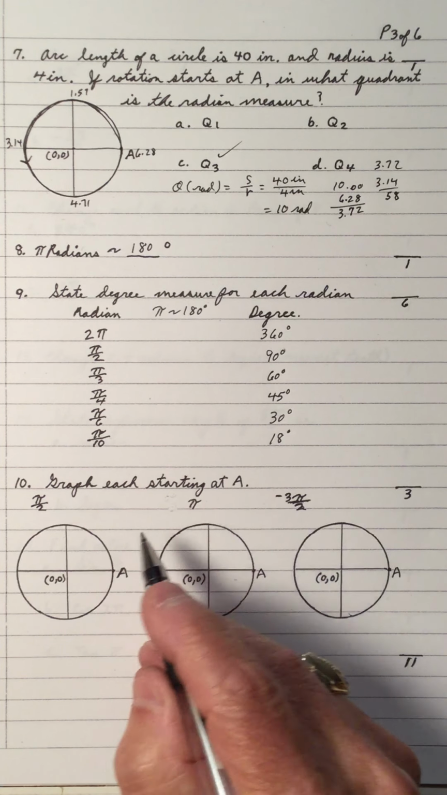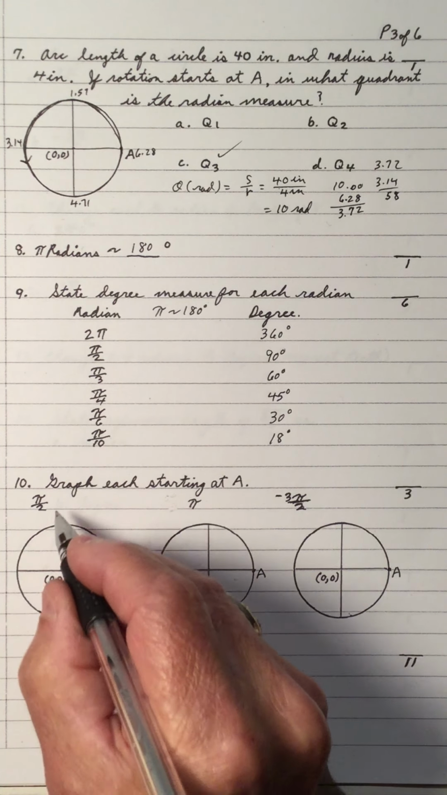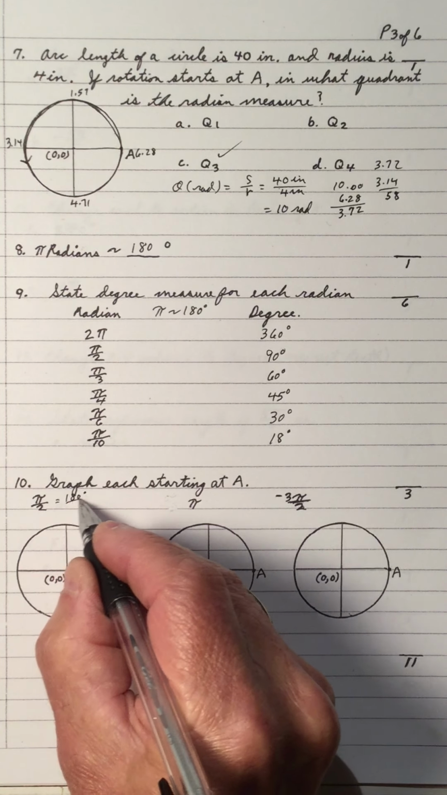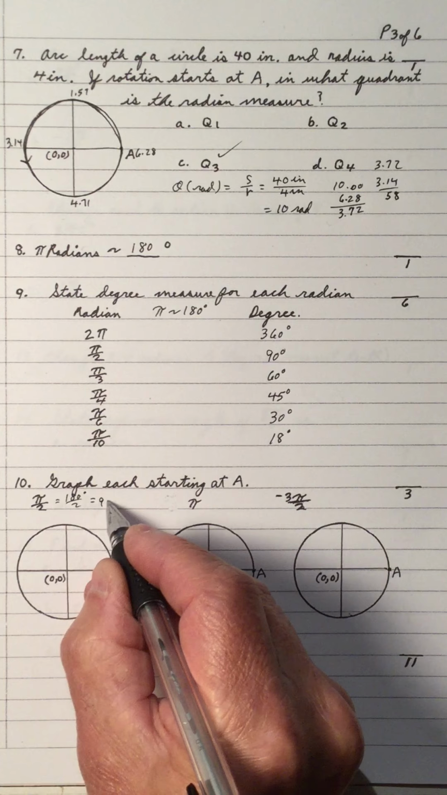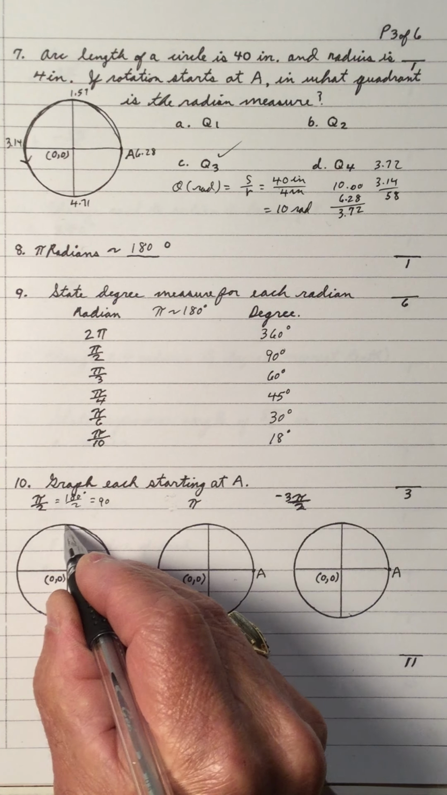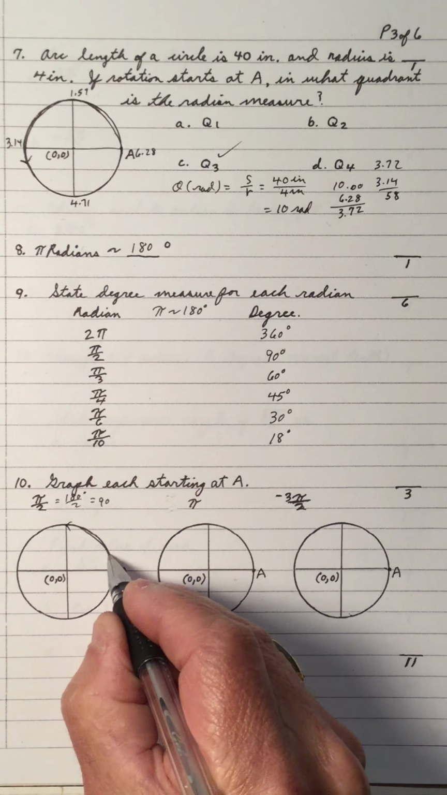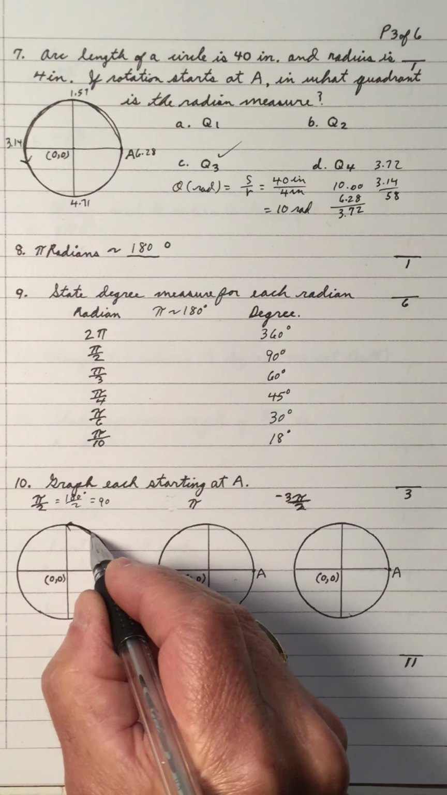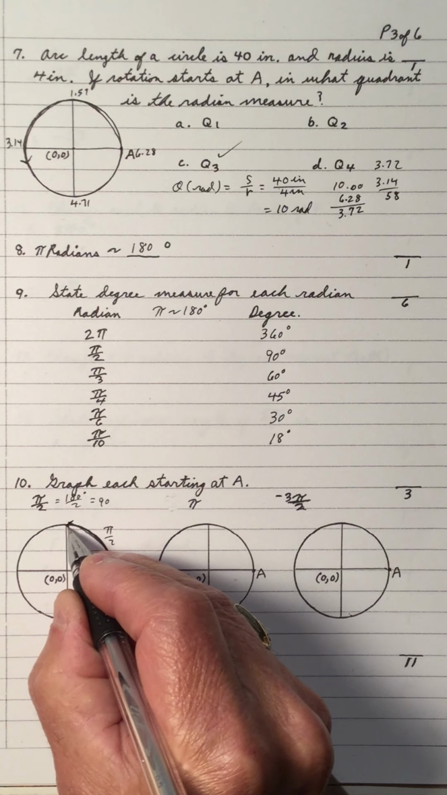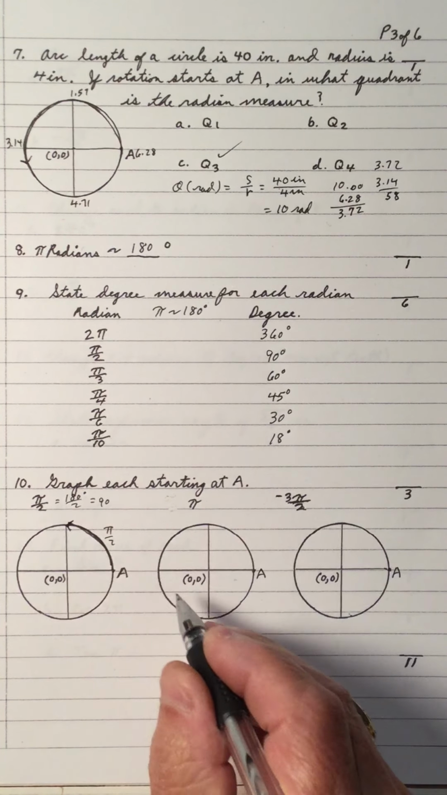Graph each starting at A. Pi over 2. So pi over 2 is 180 divided by 2, so pi over 2 is 90. So we're going to graph it. There's pi over 2 radians. That dark arc there, that's pi over 2. I changed it to degrees to show you that.